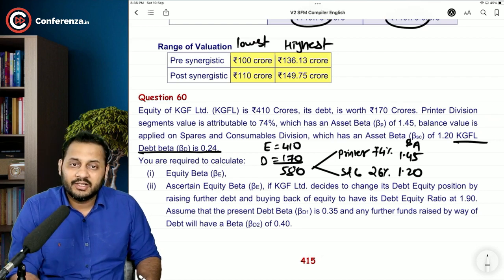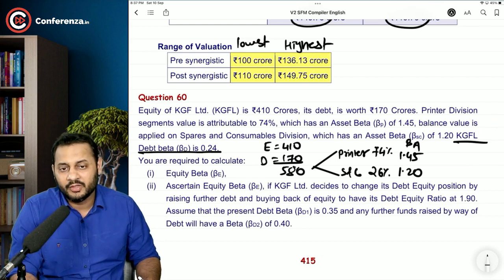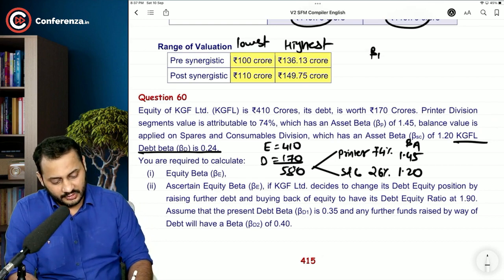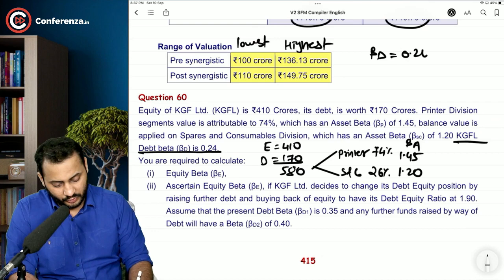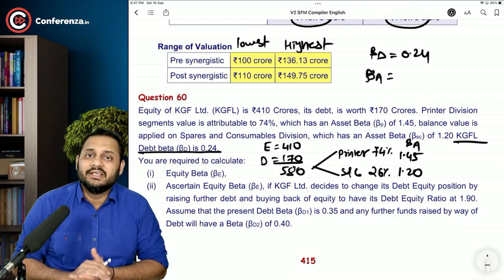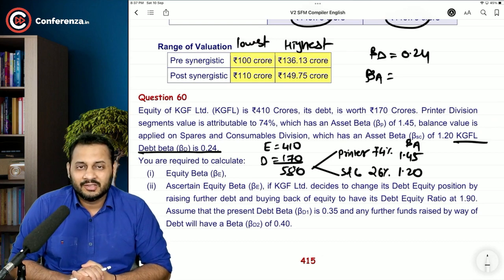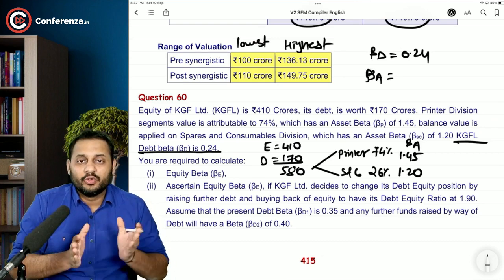Apart from that, the debt beta of the company KGFL is 0.24. So debt beta is not given on a division basis. It is for the entire company. Debt beta is equal to 0.24. The asset beta of the entire company is not known to us, because the asset beta that has been given is in two different parts.